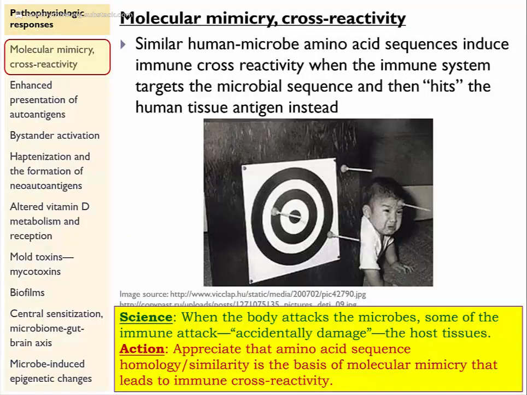Again, before we leave this page, we want to appreciate that amino acid sequence homology or amino acid sequence similarity is the basis of molecular mimicry, and that is the basis of immune cross-reactivity.